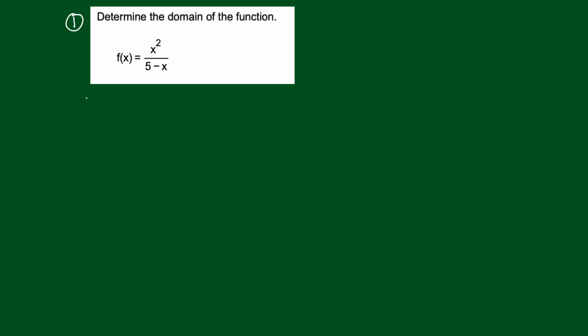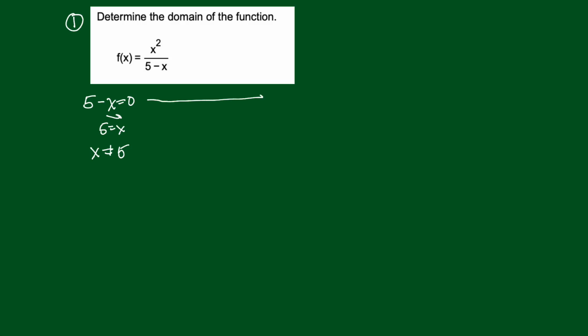I don't necessarily have to write this every time, but 5 minus x, what's going to make that 0? If I add x to each side, I'll get 5, right? So here's the domain. It's all numbers x except 5. Now the way they want us to write this is in interval notation. So in interval notation, here's what I would have.